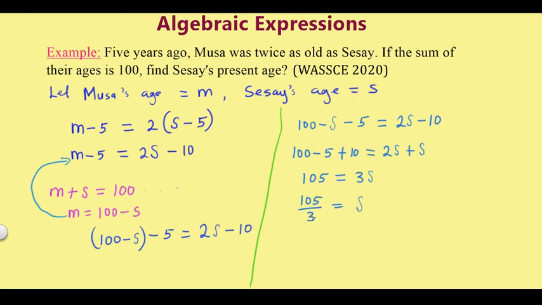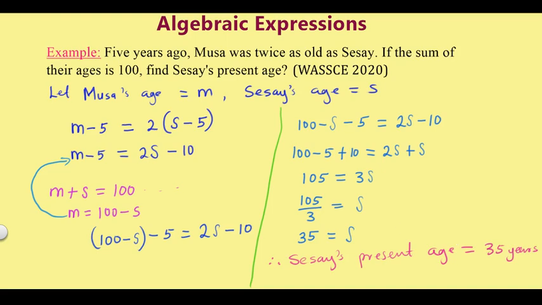Fantastic. So 3 goes in 10 three times, remainder 1. Then 3 goes in 15 five times, remainder 0. That's S. So we can then say Sisi's present age is therefore 35 years. That is, Sisi's present age equals 35 years.